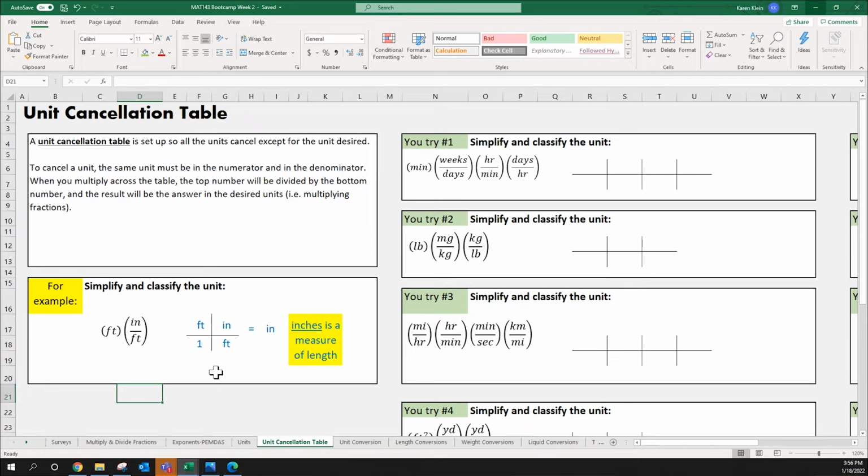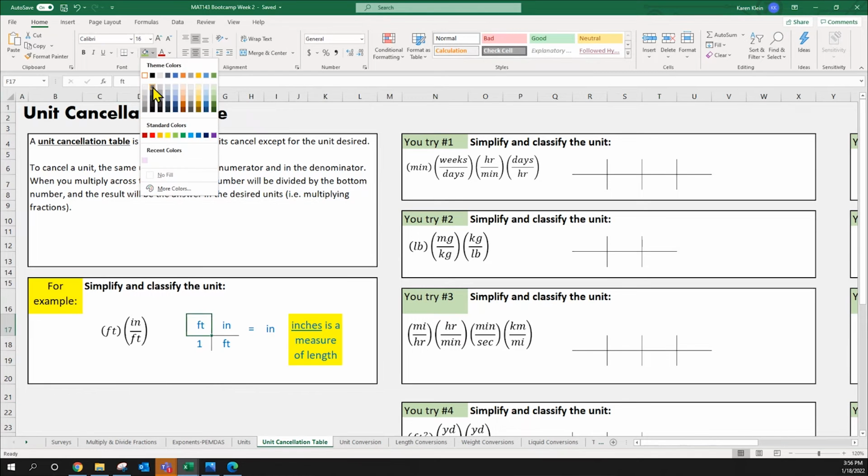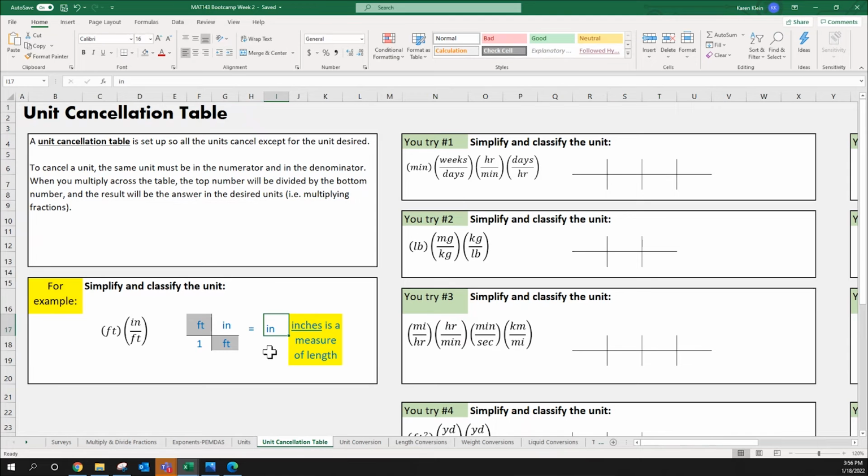Now, if I handle these like fractions, what's going to happen to the foot? It's going to get divided out. So this unit is now gone, leaving me with inches in the numerator and it leaves me with 1 in the denominator. So foot times inch over foot simplifies to inch. Now the instructions here say simplify this and then classify the unit. Since I'm talking about inches, inches measures length.